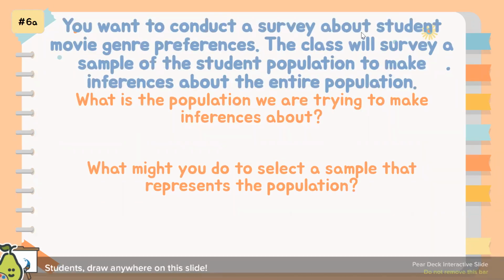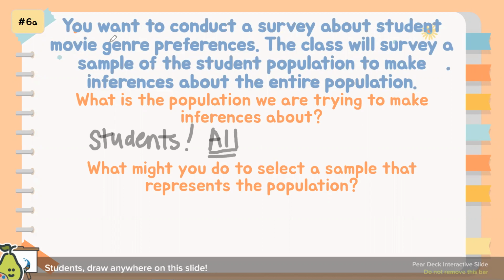So let's suppose we want to conduct a survey about student movie genre preferences. We will survey a sample of the student population to make inferences about the entire population. Okay, so we're going to conduct a survey and it's about movie genres. And what is the population we are trying to make inferences about? Who are we surveying and who are we trying to make a statistical inference about? And that would be about students. Students, and I mean like all of them.